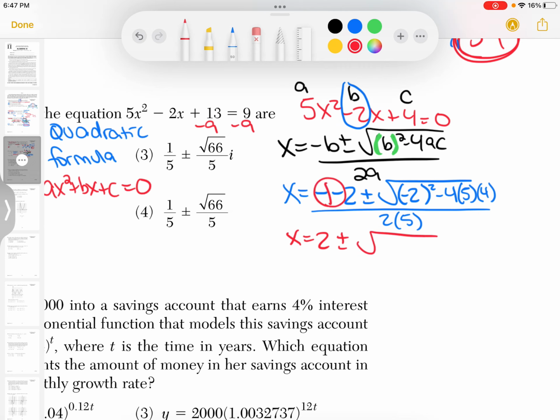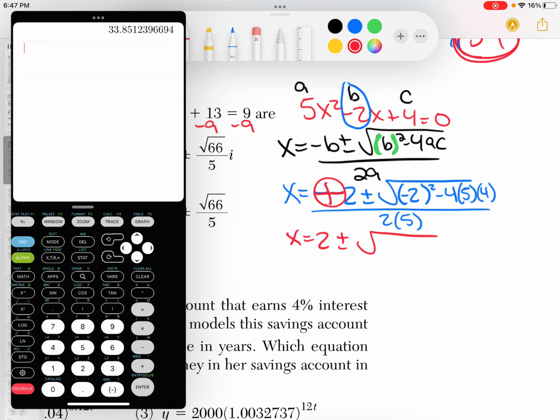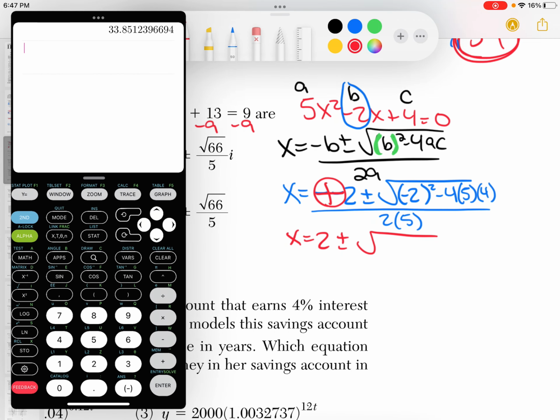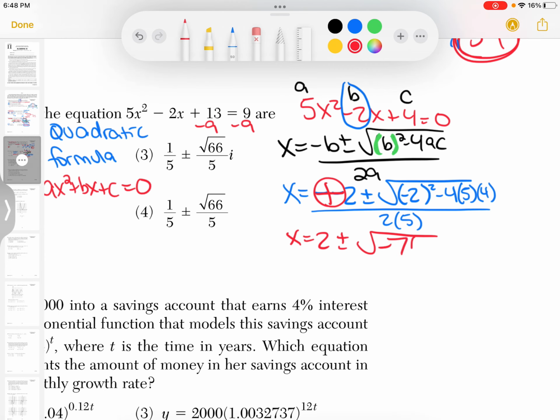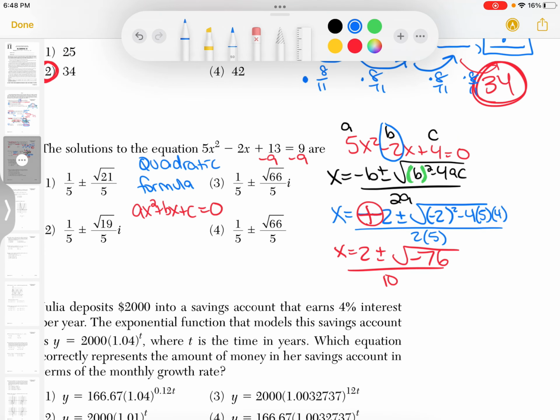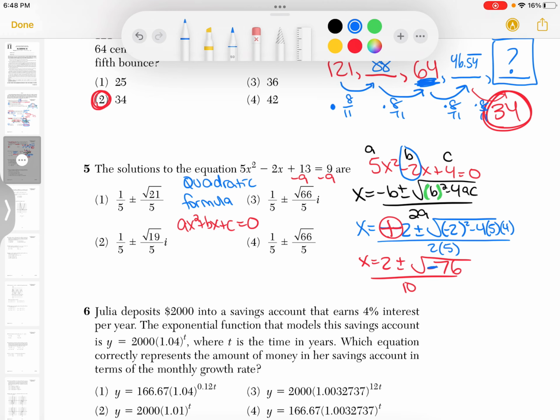Okay, so my next step to tackle is underneath the square root. Notice I just got rid of that double negative and made it a positive. Underneath the square root, what you have to do is just plug in what's underneath. So when I say what's underneath, I literally mean just the underneath part. Which is negative 2 squared minus 4 times 5 times 4. And I get negative 76. So negative 76, and then that's over 10, because 2 times 5 is 10.